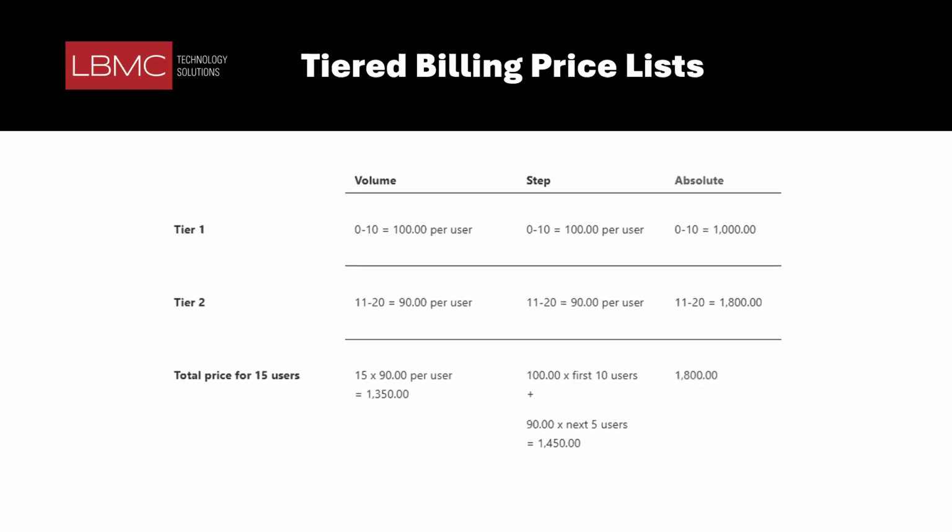So for 15 users though, with absolute, because we are defining a set amount to be billed, where the user count falls into which tier, we can see that this falls into tier 2. And so we are going to bill out a flat 1,800. That flat 1,800 would have been the case whether we billed out 11 or 20. So I don't see as many people using absolute, but there are use cases for it. And it is really all down to how you structure your pricing with your customer.